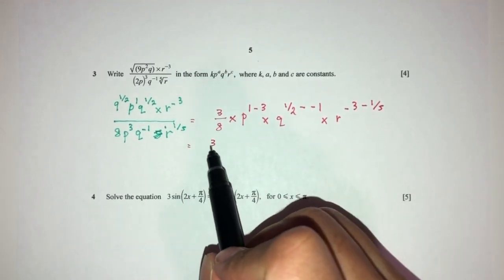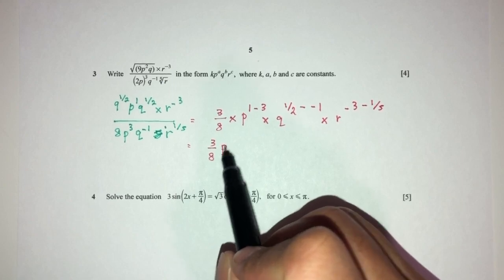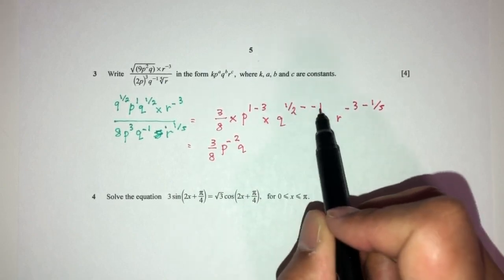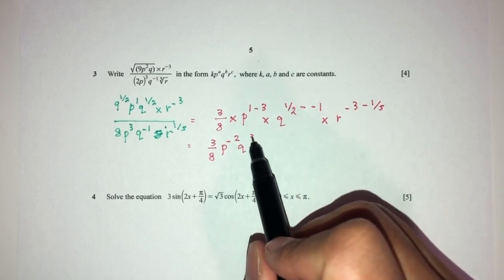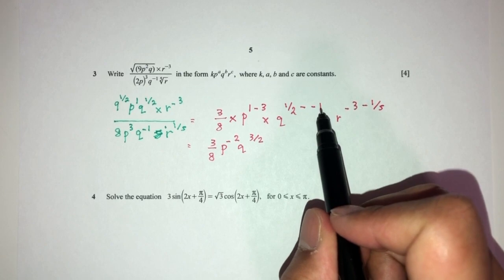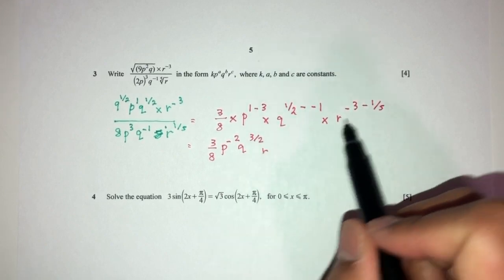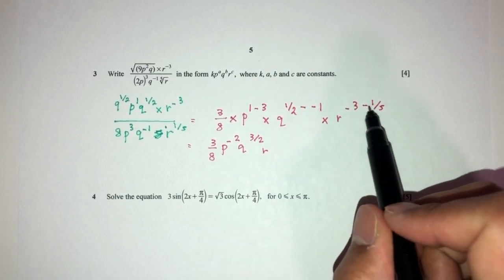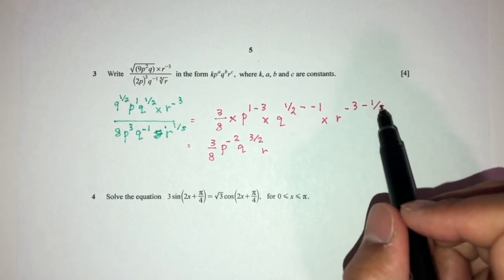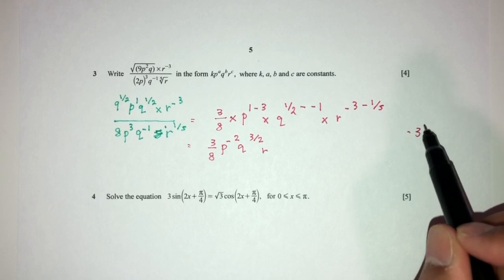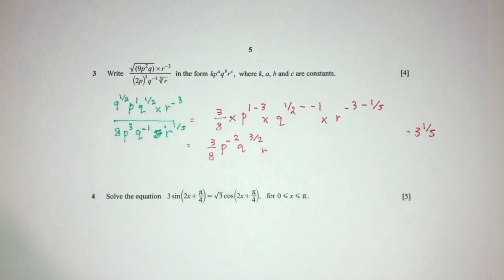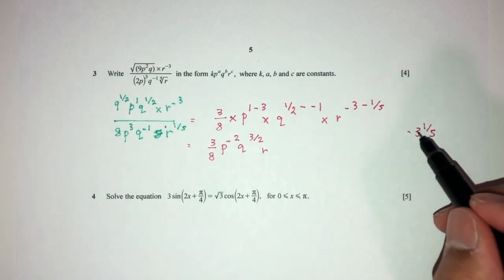So here we have 3 over 8, P minus 2, Q, that'll become plus, that'll be 1.5, 3 over 2. Because if you take half plus 1 is 1.5, which is 3 over 2. R is minus 3 minus 1.5, which is what? Minus 3. So minus 3, 1/5, right? Now we can always simplify this.